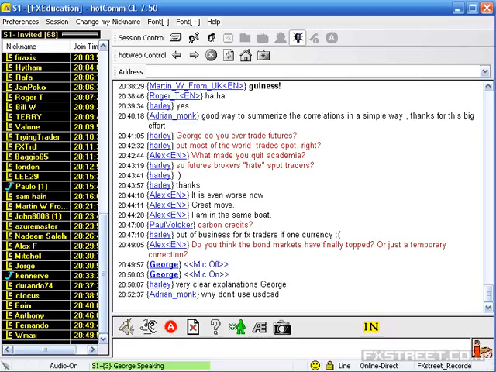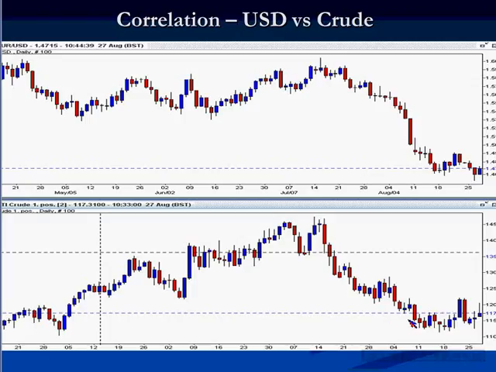Why should this be? Well, it's fairly straightforward. If the oil price is coming down, then that's going to be good for the US dollar. It's going to be good for the US economy because they import so much of the stuff. Then it's not going to cost them quite so much. And because this chart is the euro, we see the euro coming down against a strengthening dollar.